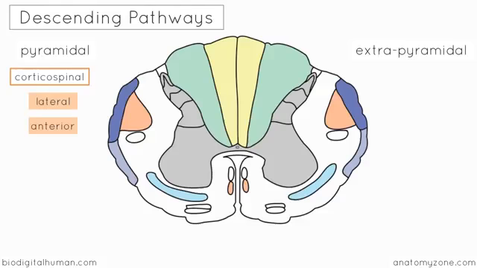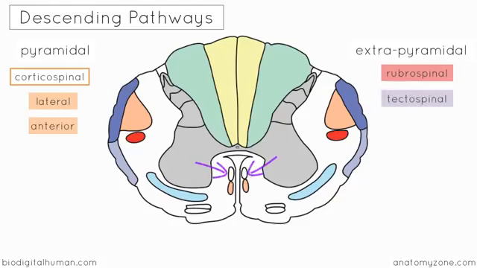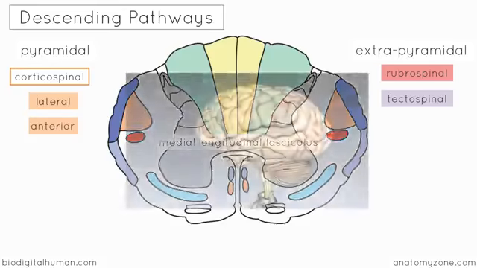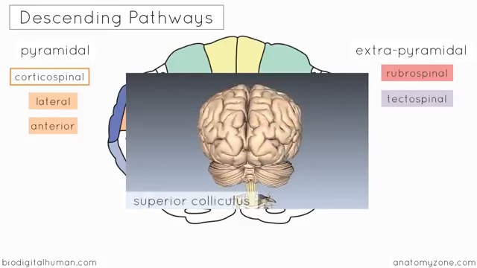So just to cover some of the extrapyramidal tracts, you've got the rubrospinal tract, which I've highlighted in red. So this originates in the red nucleus of the midbrain tegmentum and is responsible for limb flexors. And then you've got the tectospinal tract, which I've highlighted in light purple here. So it's seen here kind of intermingled with the medial longitudinal fasciculus. But the tectospinal tract originates from the superior colliculus of the midbrain.